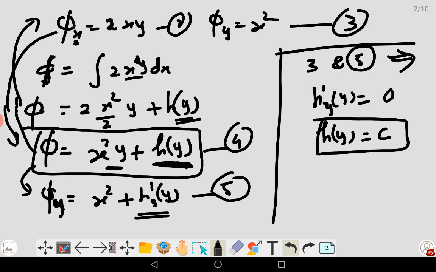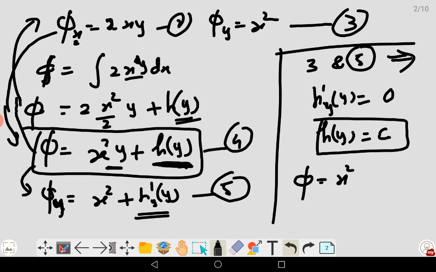We will check one more time whether h of y is okay. h of y is a constant c. Therefore, our final equation is phi. We need to know what is h of y. If it is a constant, it can be differentiated with respect to x, with y. That's possible, right?